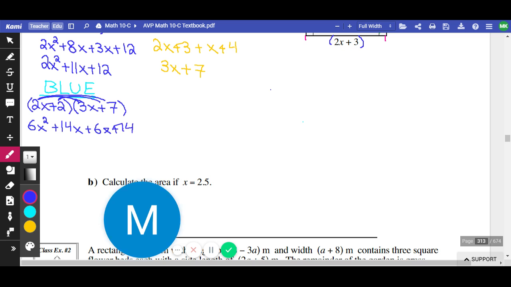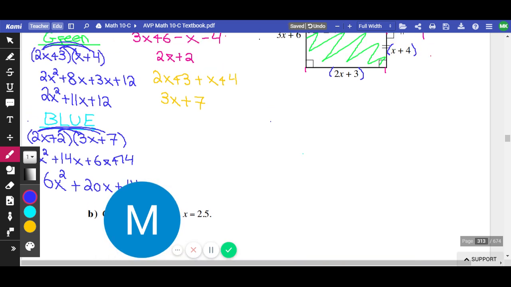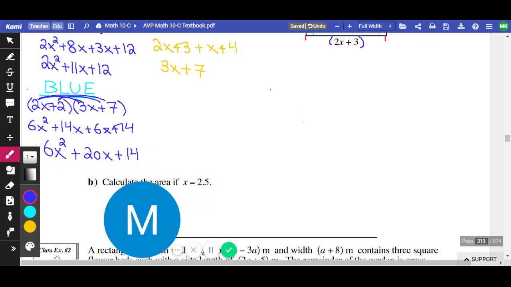You combine your like terms, and the area of that light blue rectangle would be 6x squared plus 20x plus 14. We now have the area of the red, what was the color? Area of the green, and area of the light blue figured out. Okay, this was the green, this was the light blue.